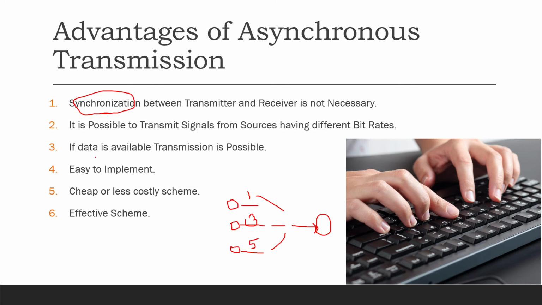Third one is, if data is available, transmission is possible. If data is available with 1, then it can transmit. If data is available with 3, then it can transmit. If data is available with 5, then it can transmit. So this is the meaning of the third statement. If no data is available, there is no traffic or data over the channel or over the wire. As far as asynchronous is concerned, it is quite easy to implement. Also, it is less costly and it is an effective scheme. So these are the advantages of asynchronous transmission.